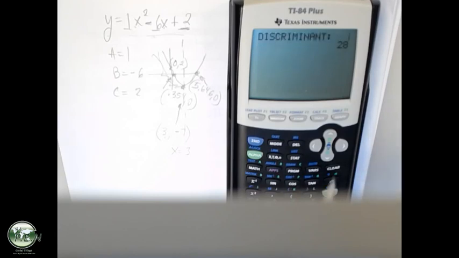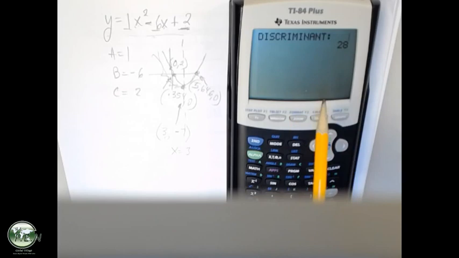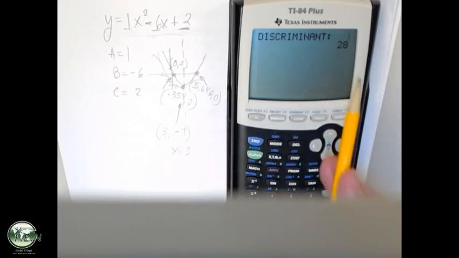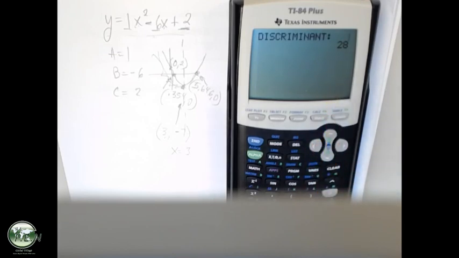It gives us the discriminant. And I'll just tell you, in the old days before we had graphing calculators, they would use the discriminant to figure out how many X-intercepts there were. If you have a positive discriminant, you get 2 X-intercepts. If you get a discriminant that equals 0, you get 1 X-intercept. And if you get a negative discriminant, you get no X-intercepts.